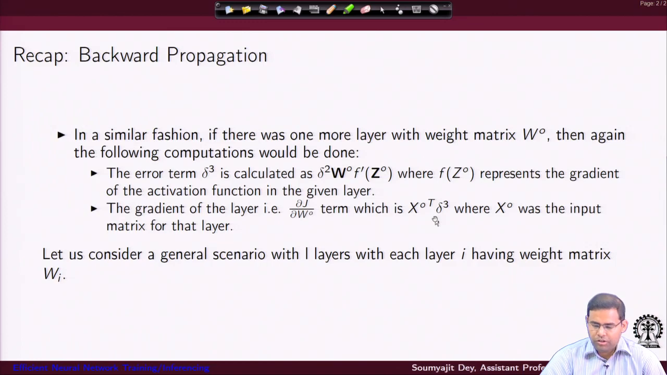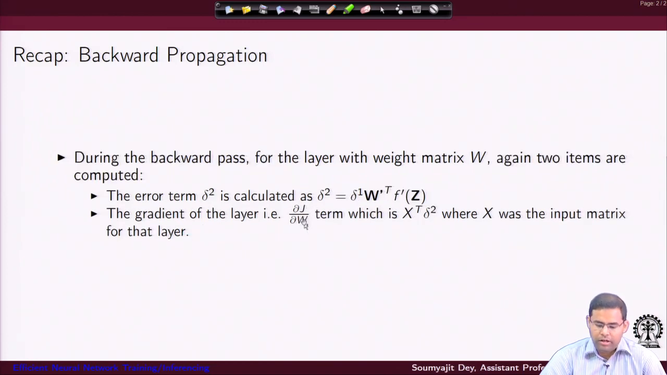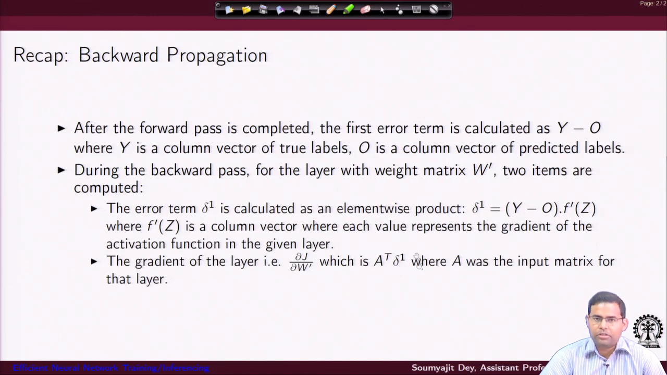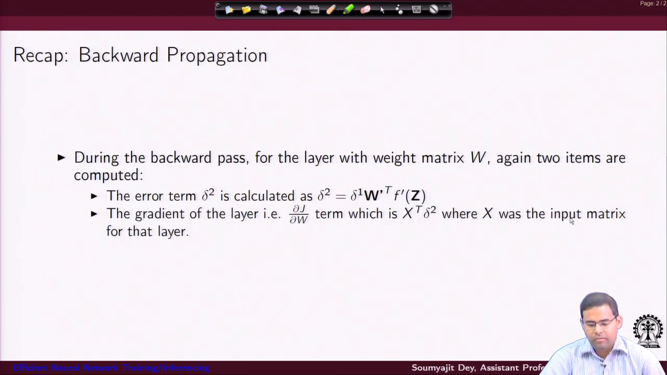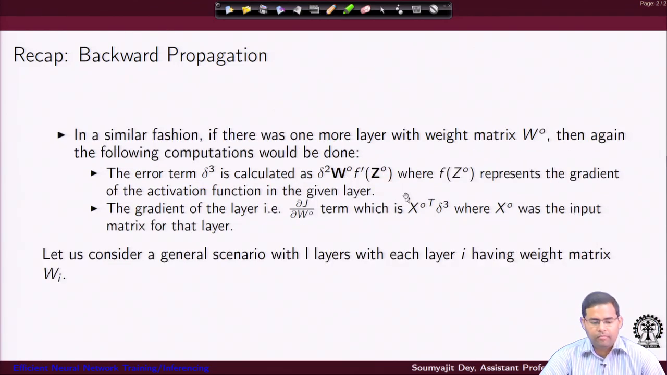Again we will recall that one of the derivatives of the loss function is A transpose delta 1, where delta 1 is the error multiplied by f prime of z, which is the gradient of the activation, and the other, del J del W, is computable as x transpose delta 2, where x is the input matrix and delta 2 is given using delta 1 and the other expressions here.